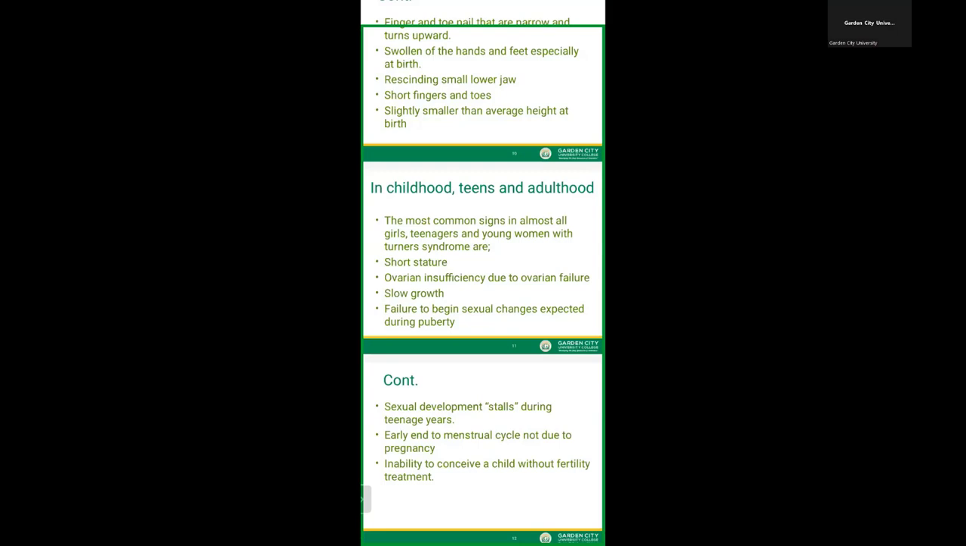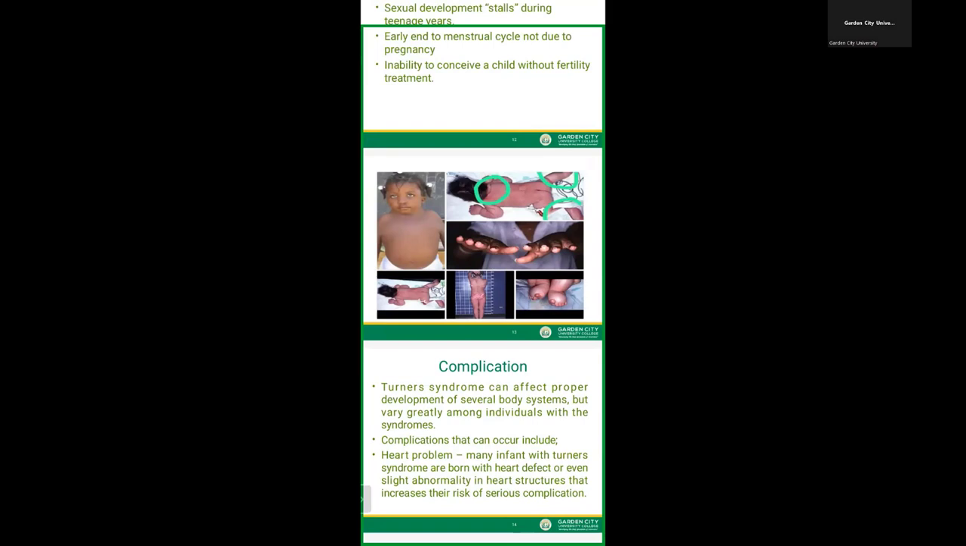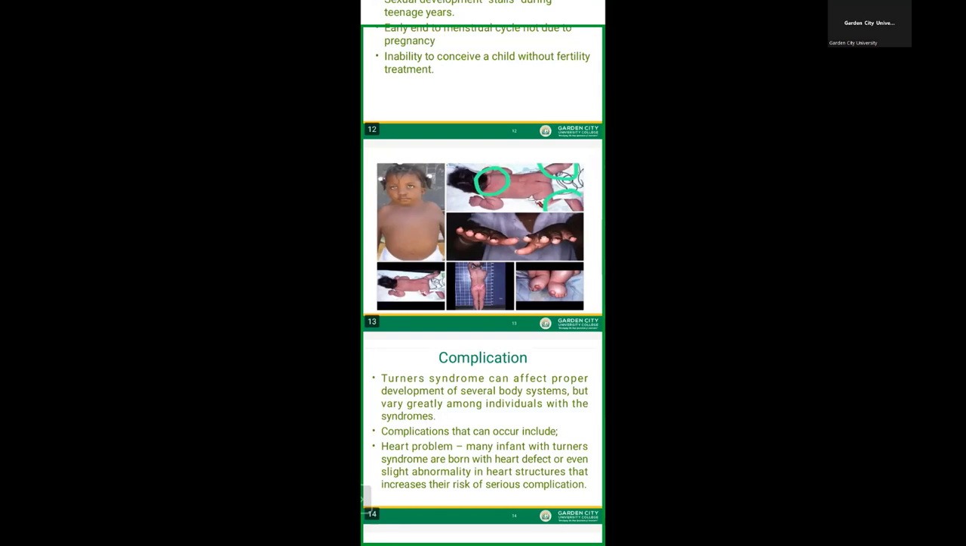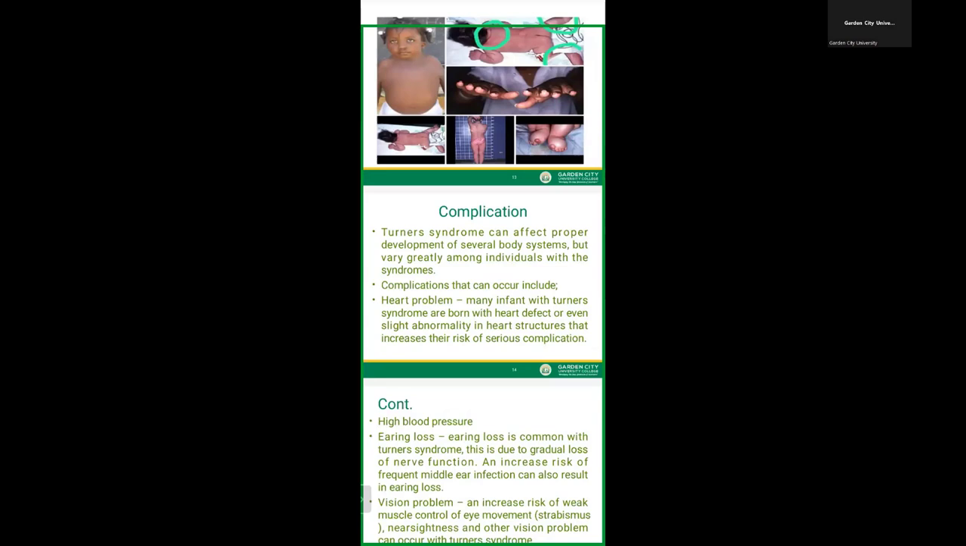So we have some pictures here for you. See the short stature and all those things. Then let's go to the complications. Turner syndrome can affect proper development of several body systems, but varies greatly among individuals with the syndrome. Complications that can occur include heart problems. Many infants with Turner syndrome are born with heart defects or even slight abnormality in heart structure that increases the risk of serious complication.